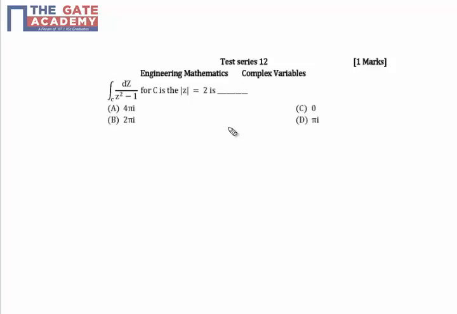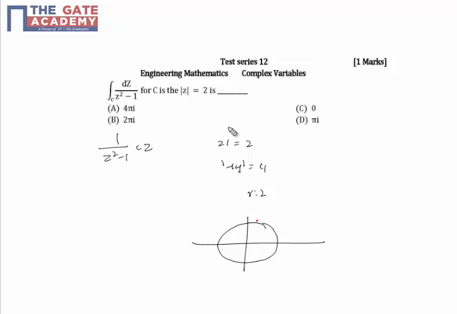Given function f of z is 1 by z square minus 1, integrated with respect to dz. So C is the curve, which is a circle here, mod z is equal to 2, which is x square plus y square is equal to 4. So the radius is given as 2. You can represent it in the form of a circle with the radius 2.